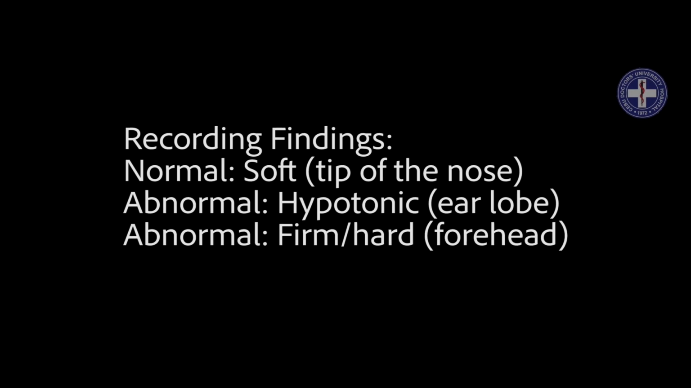Now record your tonometry findings. If the tonometry is normal, the globe is as soft as the tip of the nose. Abnormal findings are if the globe is hypotonic, with the consistency of an earlobe, or as hard as a forehead.